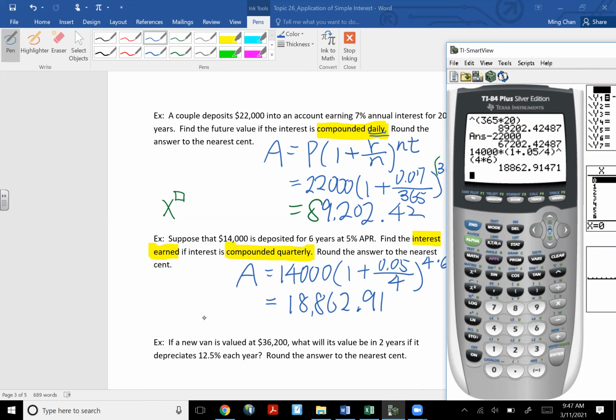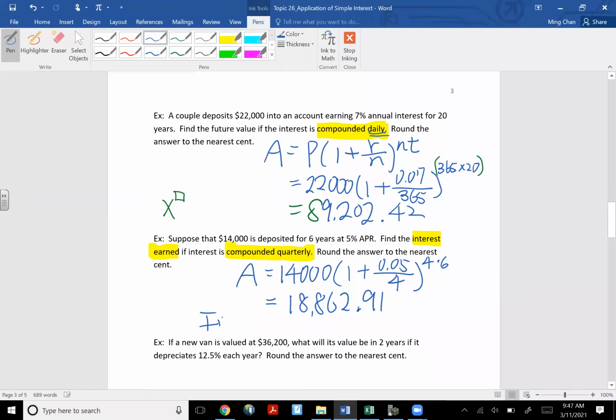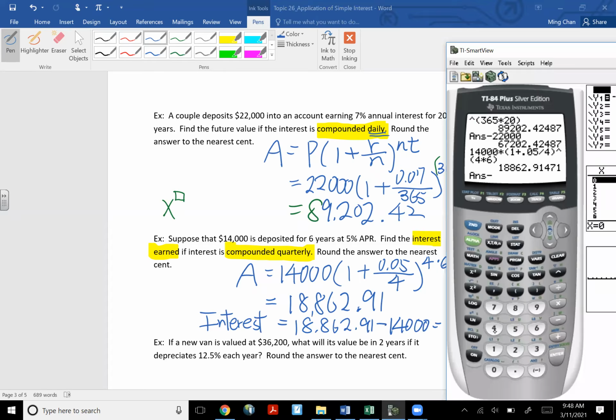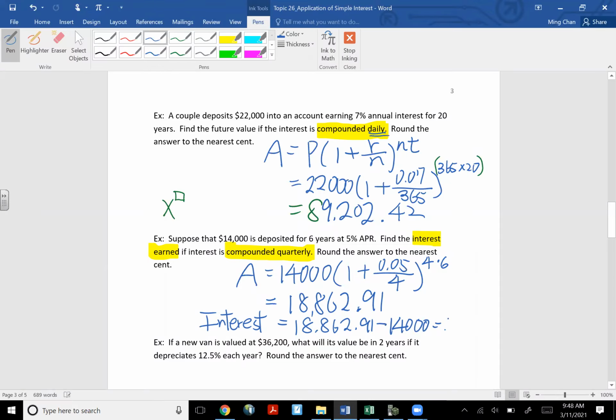So how much interest is earned? Your interest earned will be the total amount of money in your account, subtract what you put in, and that will give you the interest. 4,862.91. There you go. That's how much interest is earned.